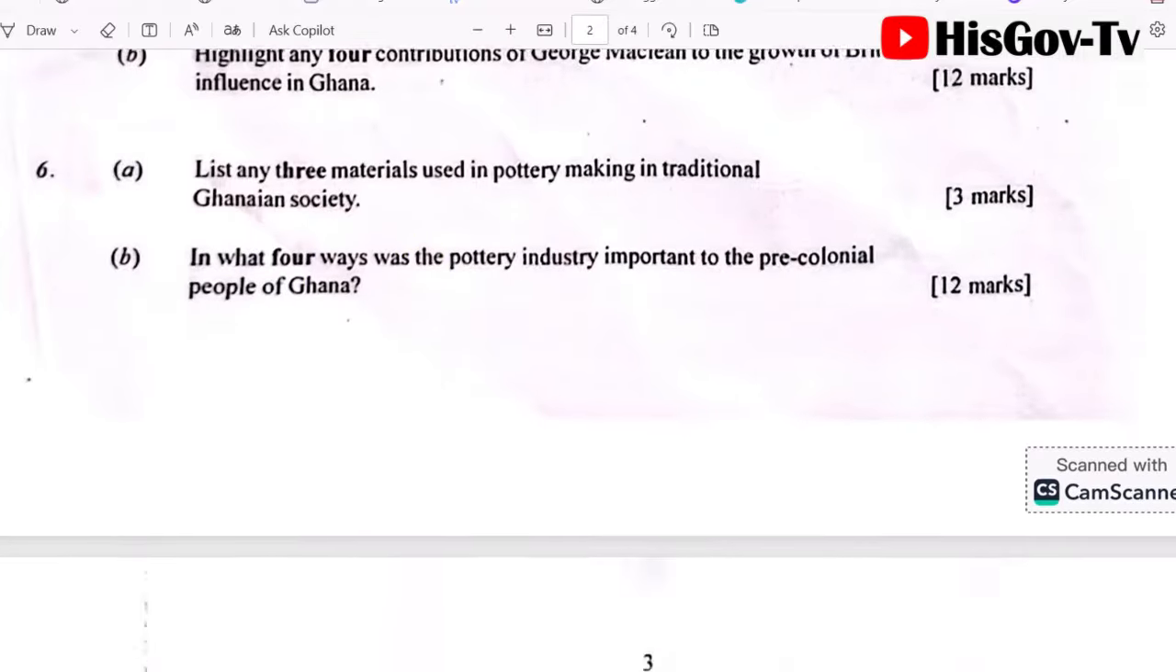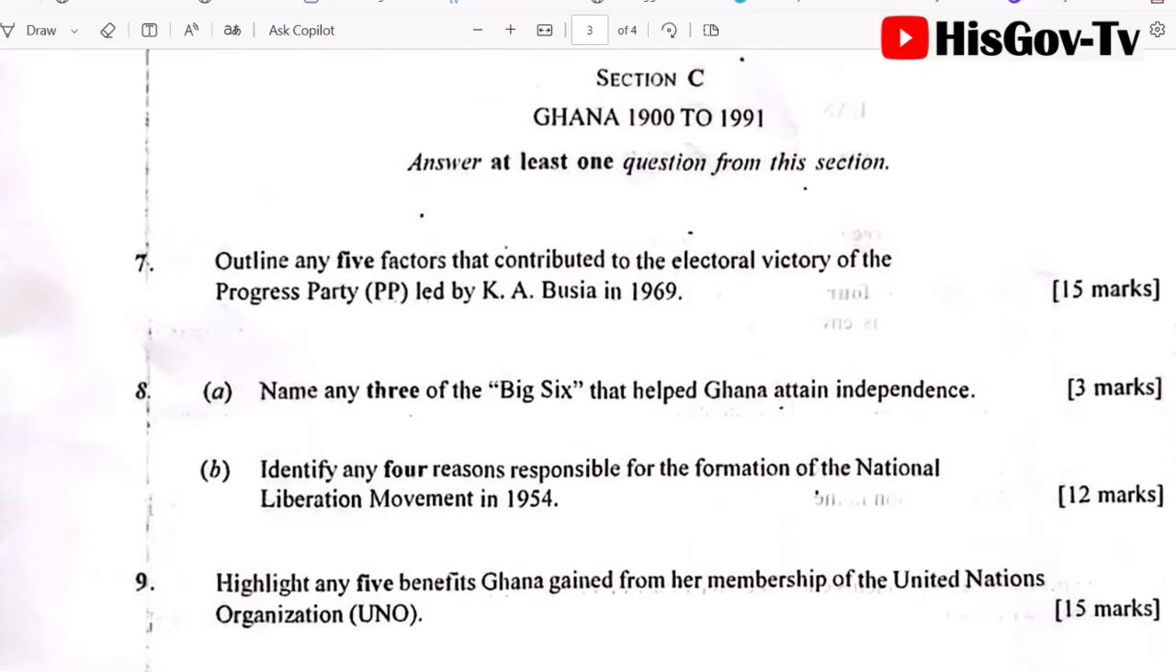Then let's go to section C. That's the last part. Question number 7 says, outline any 5 factors that contributed to the electoral victory of the Progress Party (PP) led by K. Busia in 1969. Also 15 marks. So why did Busia win the election in 1969 after the overthrow of Nkrumah?